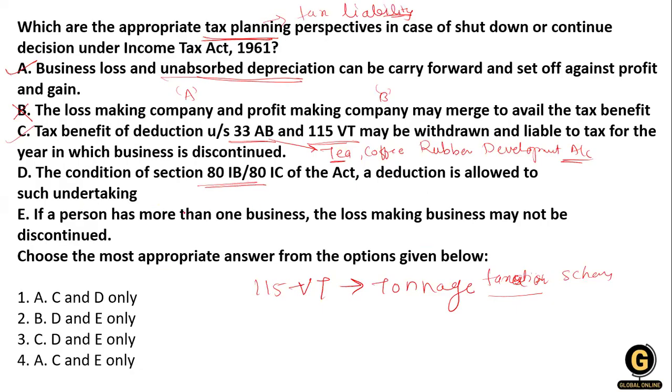The statement is about the condition of 80IB, 80IC of the Act, deduction allowed to such undertaking. No, we cannot use these deductions as tax planning. This is a special kind of deduction given to the industry for another purpose, but we do not use it as tax planning.